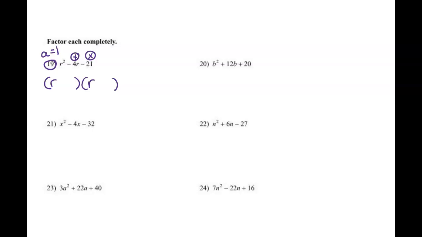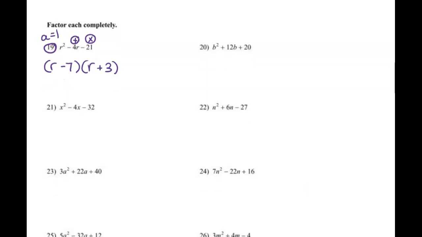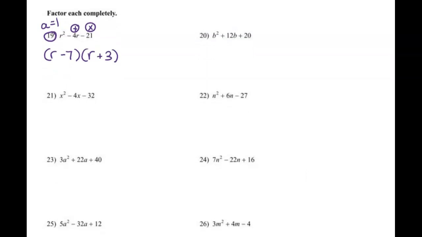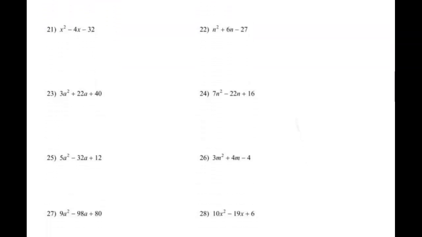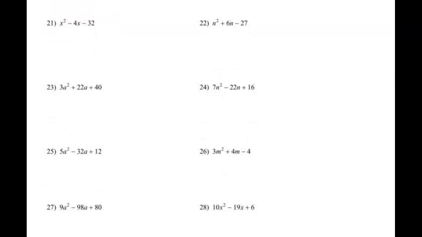And so I think 7 and 3, so to add to be negative 4, I have to do a negative 7 and a positive 3. And then negative 7 plus 3 is negative 4. Negative 7 times 3 is negative 21. All the ones with a equaling 1 are the same. I'll show you, you know what, I'm going to leave that. I'll show you two of the other kind. Let's see.